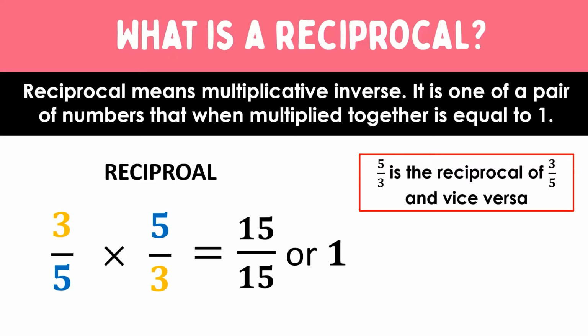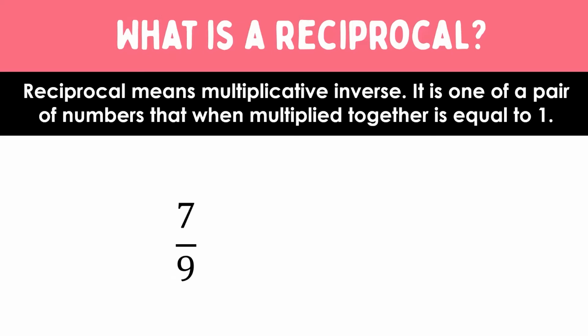Let's try another example. To get the reciprocal of 7/9, remember, we just have to flip the fraction, meaning we interchange the position of the numerator and the denominator. So, the reciprocal of 7/9 is 9/7.